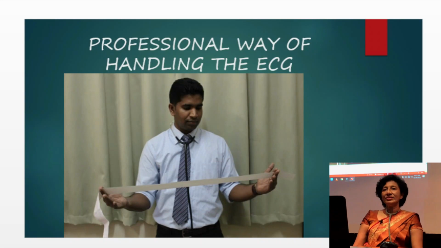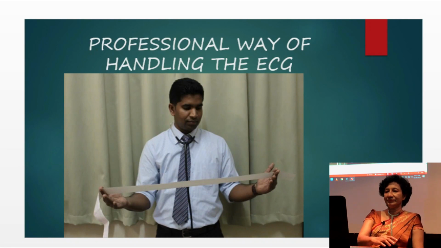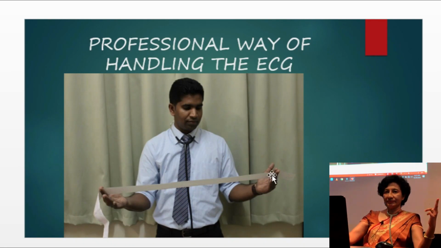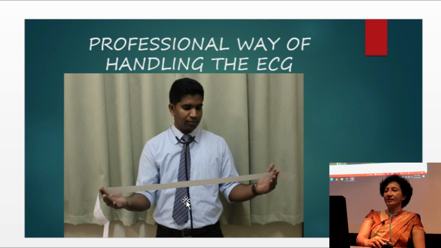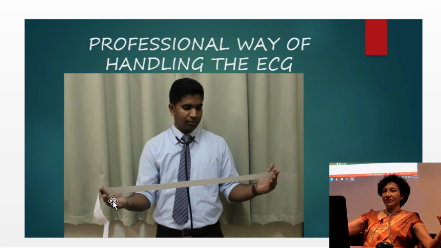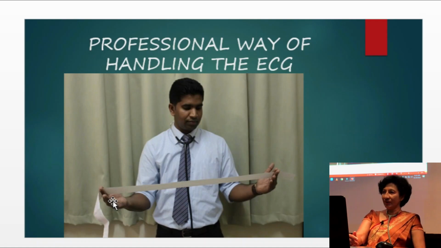If you get an ECG to your hands, there is a professional way of handling the ECG. Let the ECG strip run between the index and the middle finger. In the first stretch, you can analyze limb leads: lead 1, 2, 3, AVR, AVL, AVF. In the second stretch, you can analyze chest leads V1 to V6. Then the rhythm strip and V4R lead if recorded.